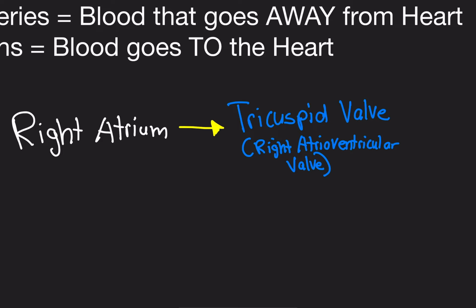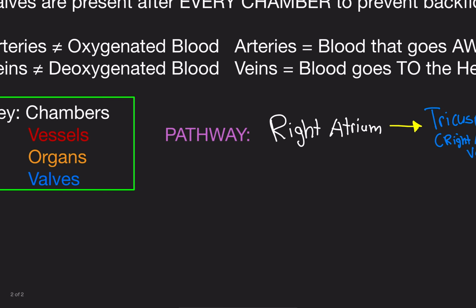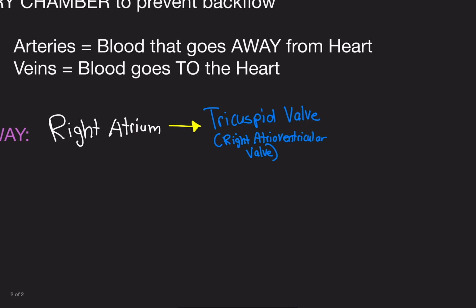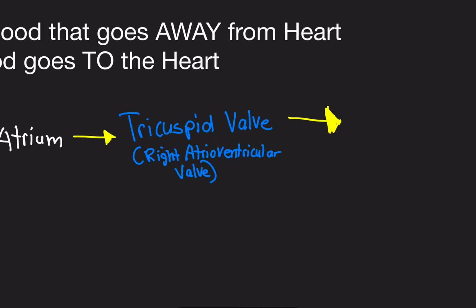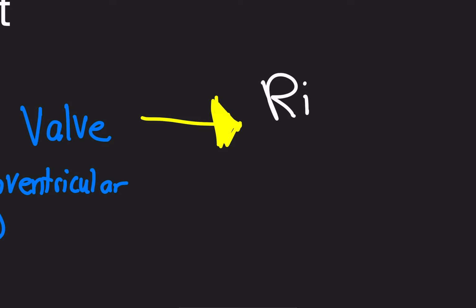So we pass by a valve called the tricuspid valve. Next is a chamber. The chamber is the right ventricle.